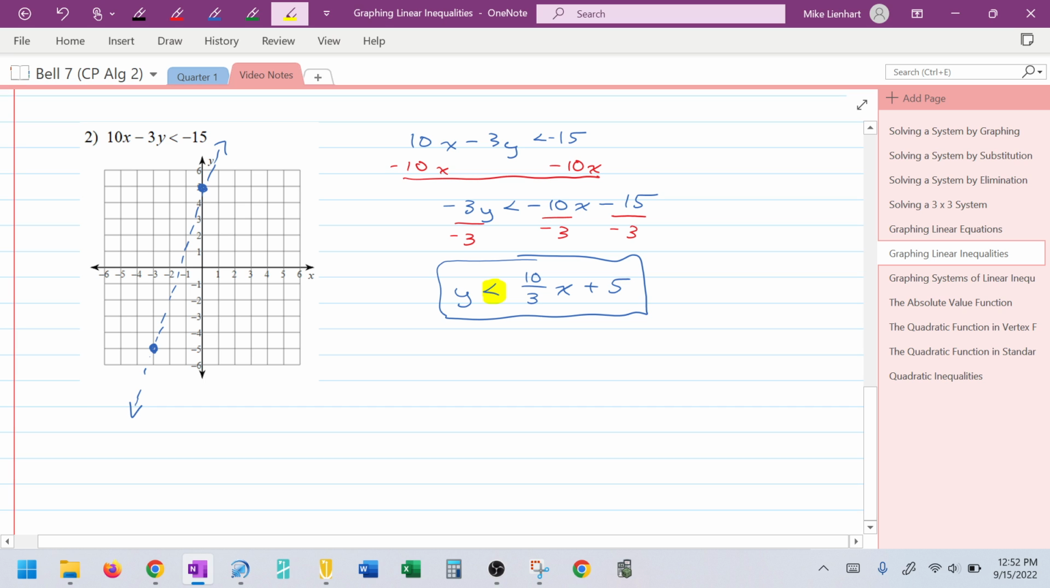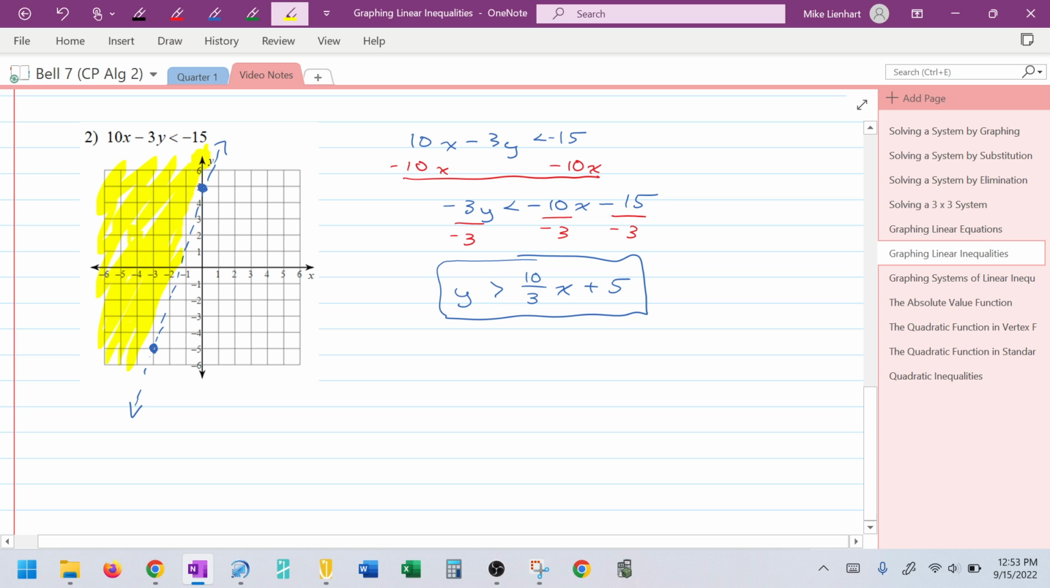Oh, wait a minute. I just caught myself. I made a mistake. I forgot to flip the inequality sign. When we divided by a negative, that inequality was supposed to flip. Now, it doesn't change the line, but it changes which side I was going to shade. This says y's are big. Y's are big up here, so I'm going to shade this side of the line.